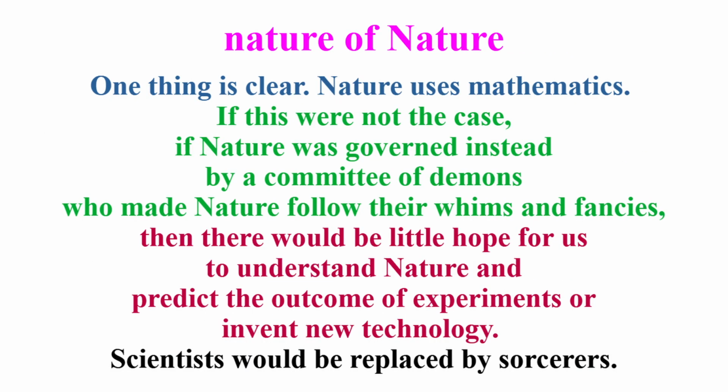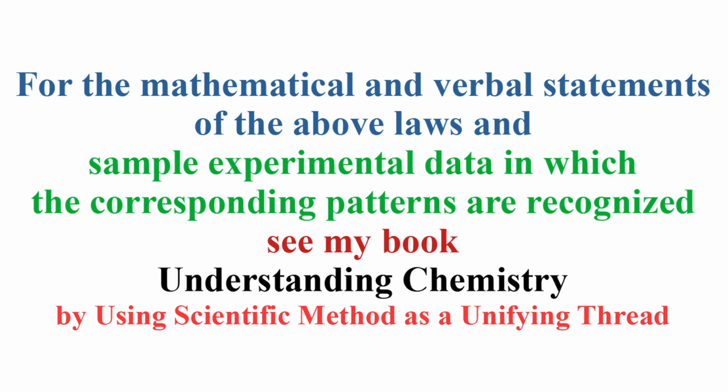So, what is the nature of nature? As Phil Gibbs said in his essay on theory of theories, one thing is clear: nature uses mathematics. If this were not the case, if nature was governed instead by a committee of demons who made nature follow their whims and fancies, then there would be little hope for us to understand nature and predict the outcome of experiments or invent new technology. Scientists would then be replaced by sorcerers. For the verbal and mathematical statements of each of these laws, and more importantly for the corresponding sample experimental data in which the numerical patterns were recognized, see my book Understanding Chemistry.